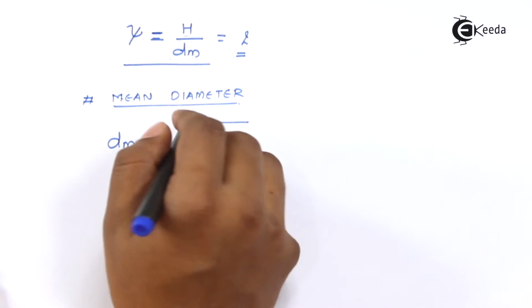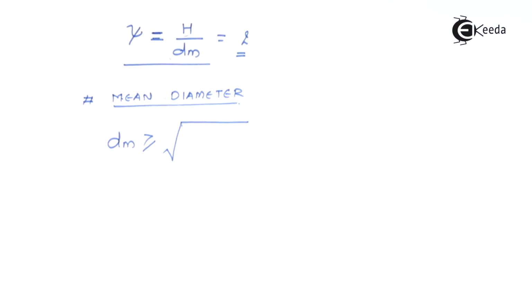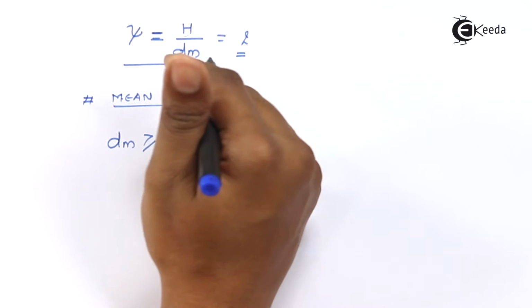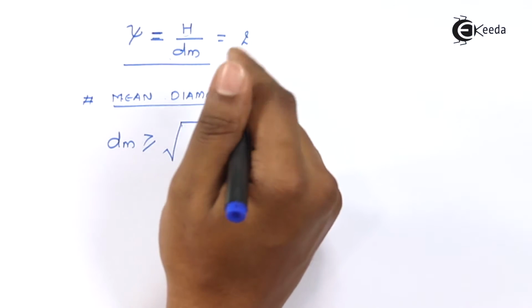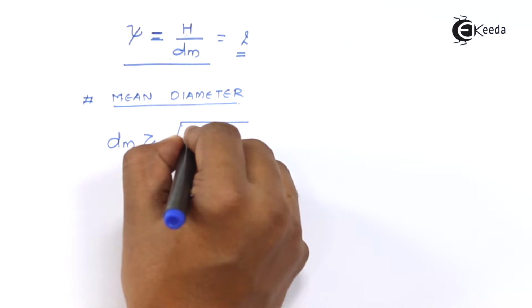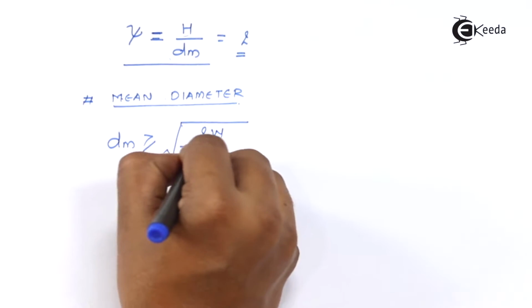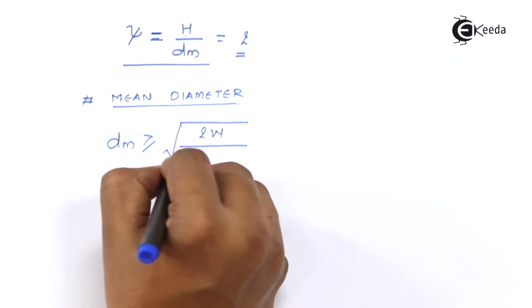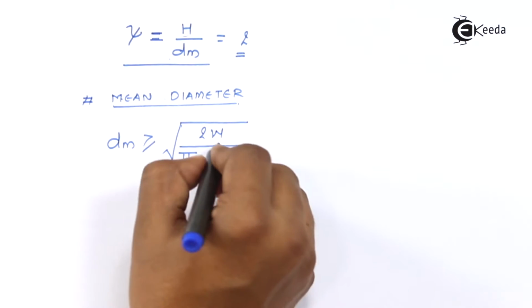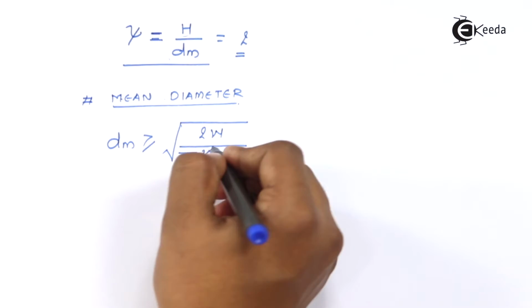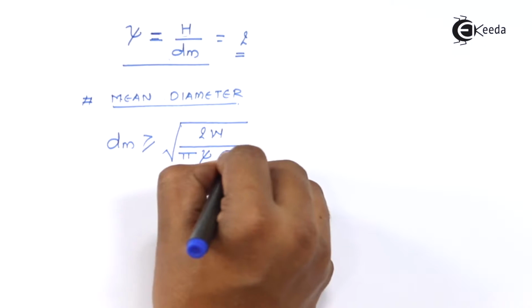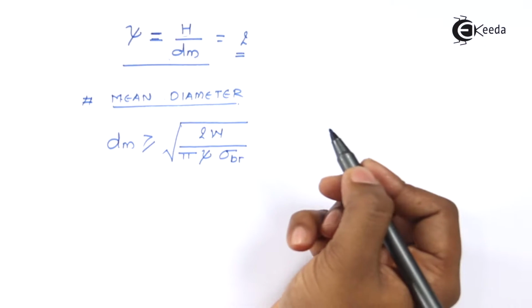it's an empirical relation. Some of the empirical relations, of course, we can't memorize, so we have to refer to the PSG data book for that. So I'm referring to the PSG data book. I'm writing this. It's 2 times the load divided by an expression that says pi times psi into sigma br.